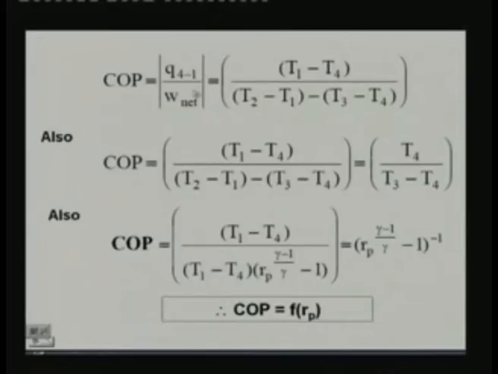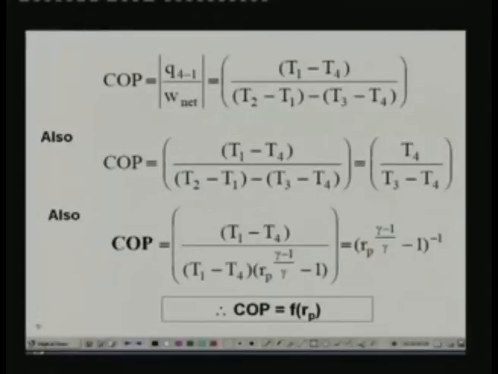COP we are defining as Q4 to 1 divided by W net. You can very easily show that this is equal to T1 minus T4 divided by (T2 minus T1) minus (T3 minus T4). We can easily show this because T2 by T1, as we have just shown, is equal to T3 by T4. If you use this expression here, you can arrive at this equation. You can also write COP in terms of pressure ratios, using the relation I have just shown. Ultimately you can express COP in terms of pressure ratios and gamma.